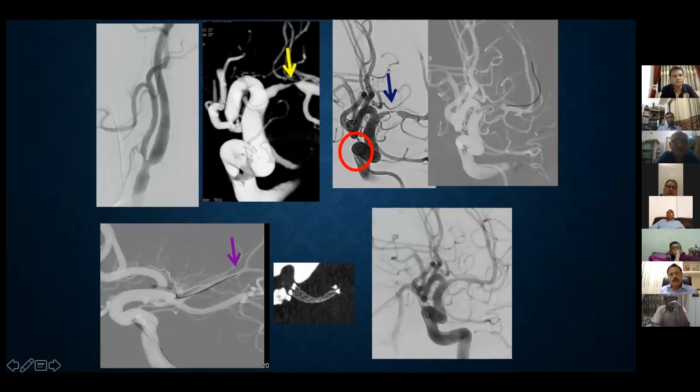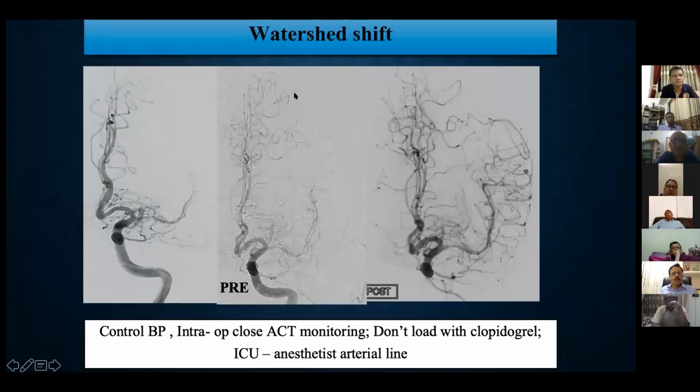This is before. Here you can see a lot of leptomeningeal collateral. So this is a warning sign that there's a very severe, hemodynamically severe stenosis. And these kind of patients can develop hyperperfusion syndrome, swelling and bleeding. And this is soon after, you can see the change in the perfusion.